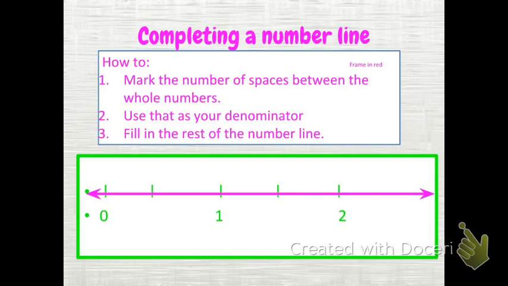Okay? So this is a number line. It says mark the number of spaces between the whole numbers. We're going to talk about that. Use that as your denominator, and then fill in the rest of the number line. So this is a very simple one. We have 0 and we have 1 right here. How many spaces are there between here?